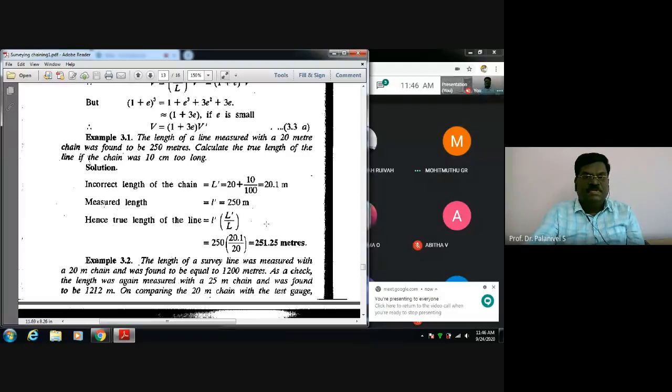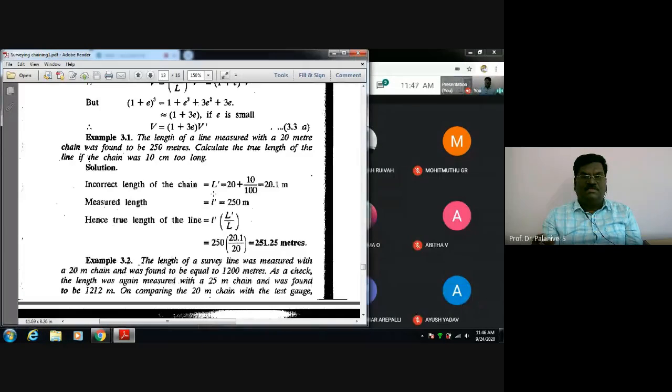I will continue. See here, this is the problem, right? So what to do? Just now we have seen the expression required. That is the incorrect length of the chain, L dash. What is the incorrect length of the chain? The chain is supposed to be 20 meters, but it is too long, 10 centimeters too long. So the incorrect length of the chain L dash is equal to 20 plus 10 divided by 100 meter, 0.1 meter. So that's 20.1 meter. This is the actual length of the chain.